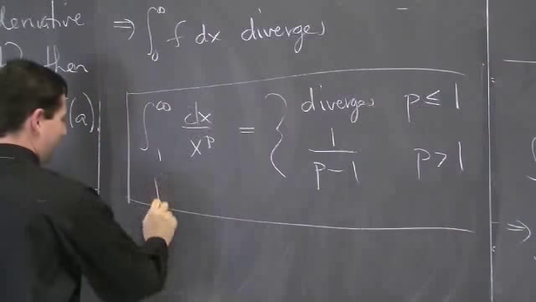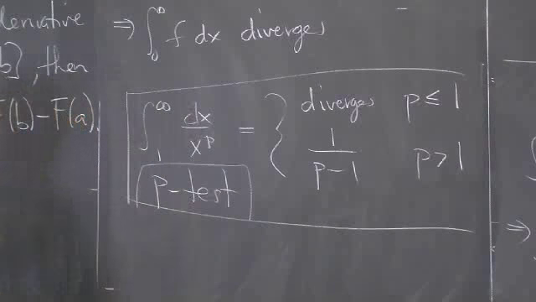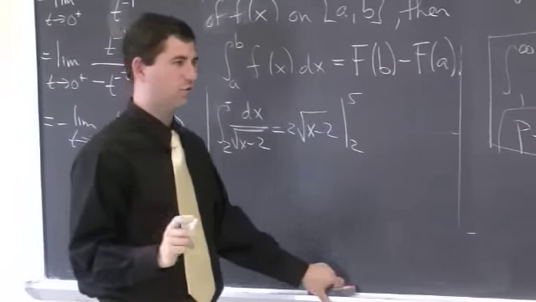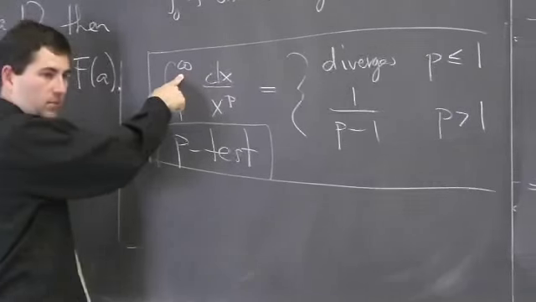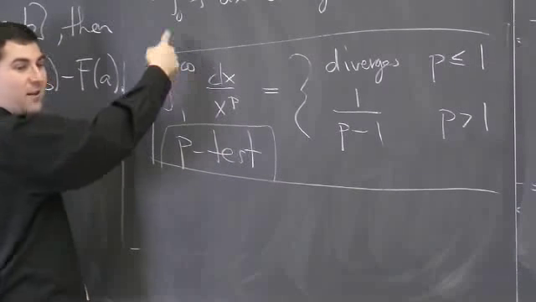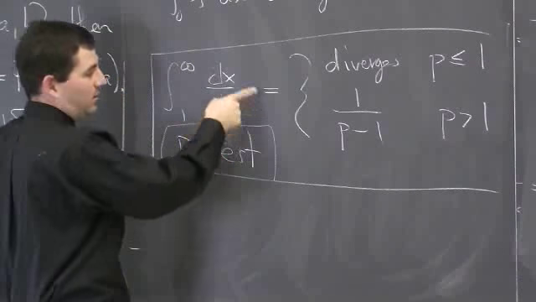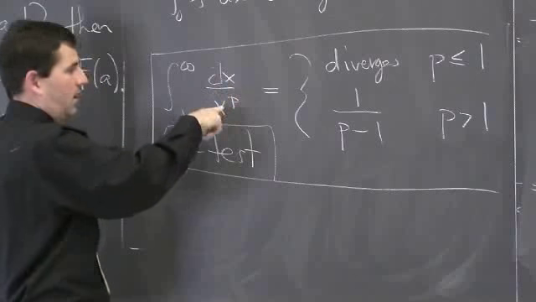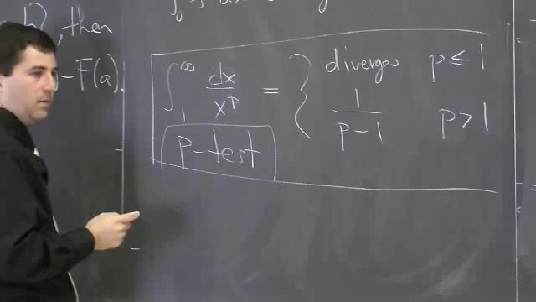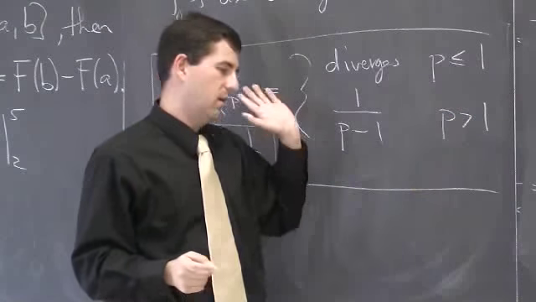Okay, this is called the p-test. This is very easy to show, and you should do so. It's an improper integral. You have to take the limit as t goes to infinity of the integral from 1 to t of dx over x to the p. Then you find an antiderivative, which is very easy, just the power rule. And then you just need to see what happens in these two cases.